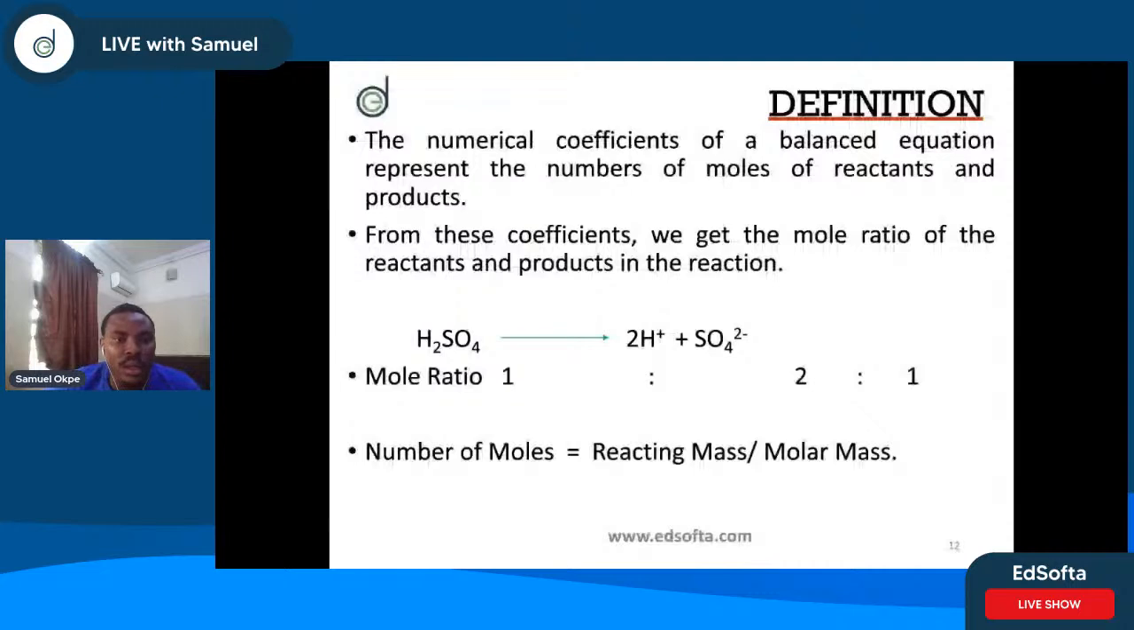From what you can see, the numerical coefficient of a balanced equation represents the number of moles of reactants and products. From this coefficient, we get the mole ratio of the reactants and products in the reaction. Look at this reaction here: H2SO4 gives us the ionic form, hydrogen plus, and a radical, SO4 2 minus. You can see that we have an accurate mole ratio. Why? Because we have a balanced equation. With that mole ratio, we can solve some of the problems that we have. Also, we have a formula there: number of moles is equal to reacting mass over molar mass.